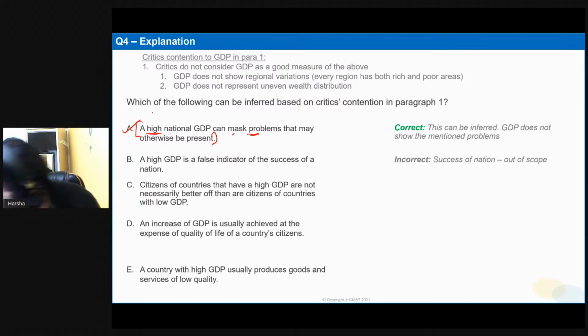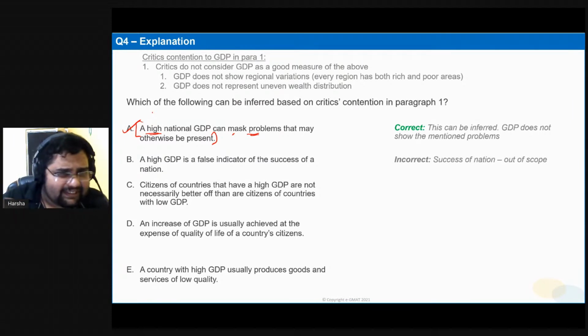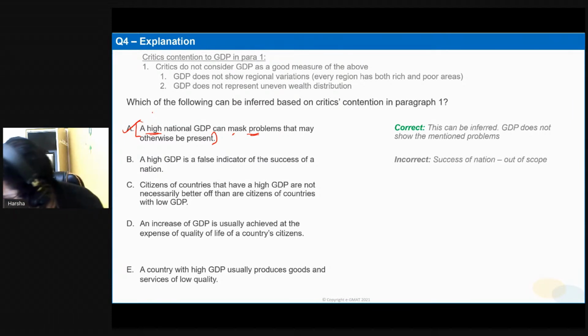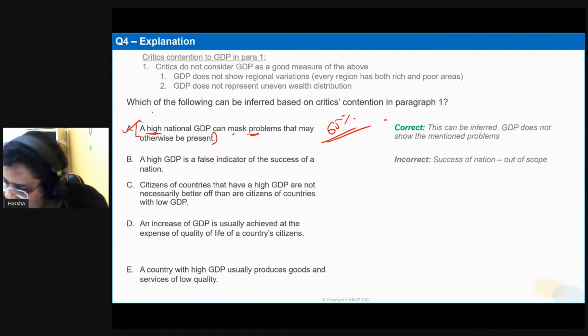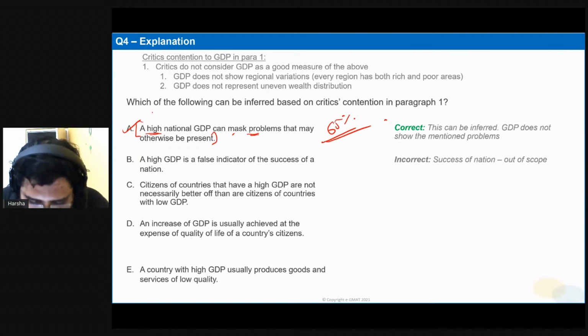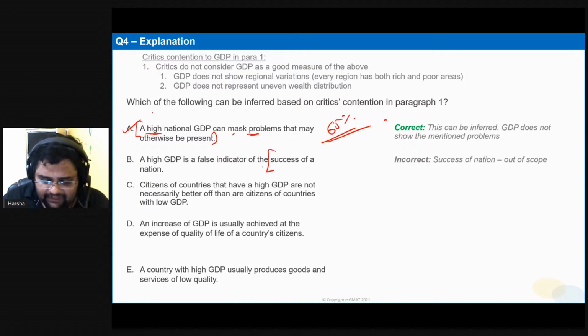Your accuracy here also improved fantastically. I was very happy to see that from 33%, your accuracy in this question increased to 65%. So let's talk about option B. A high GDP is a false indicator of the success. Do we know anything about success of a nation? Does the passage tell you anything about success of the nation? The answer is no. That's the reason.